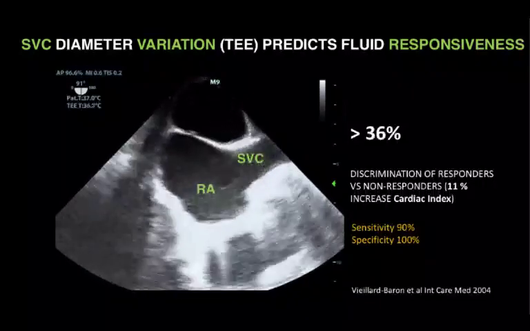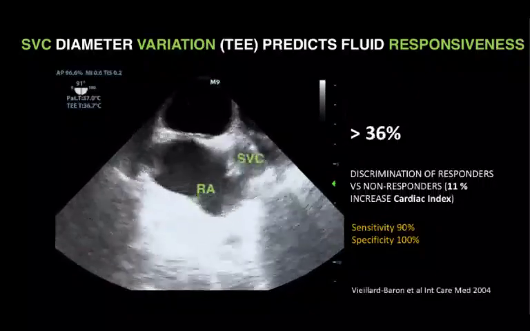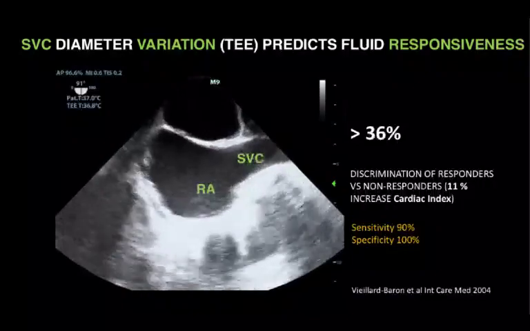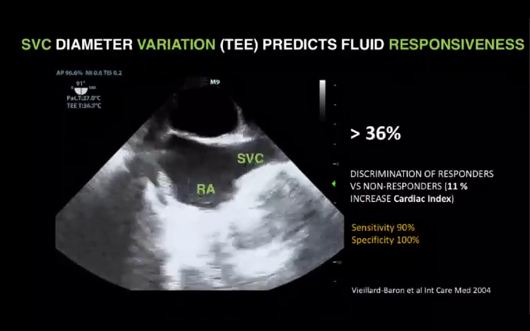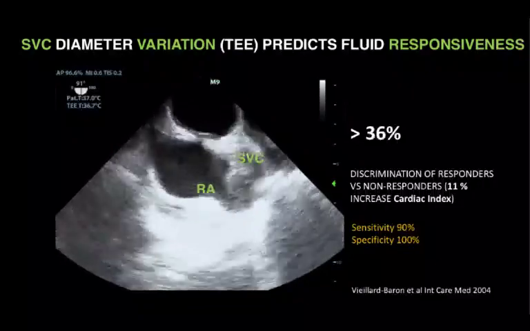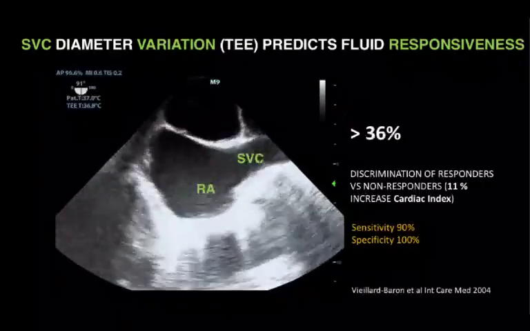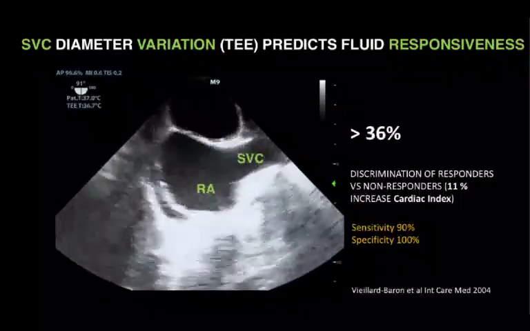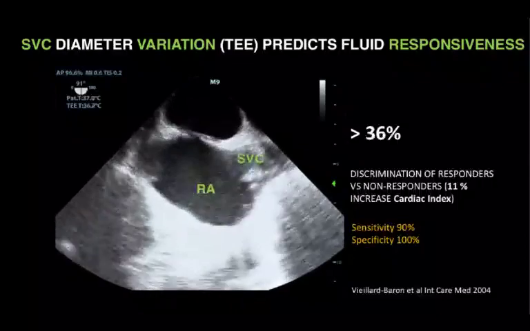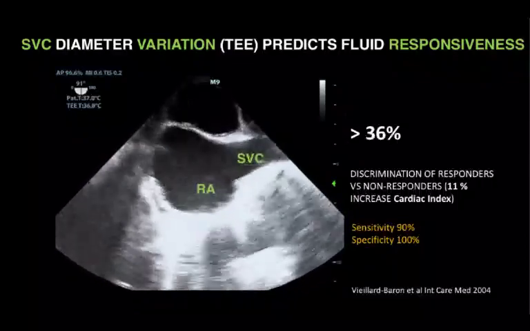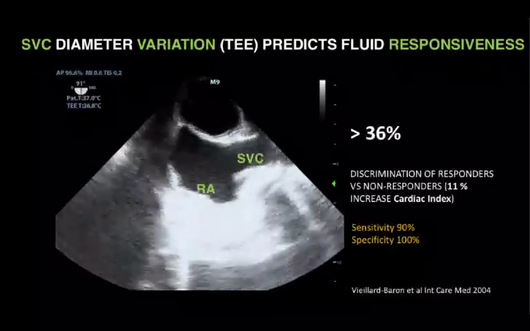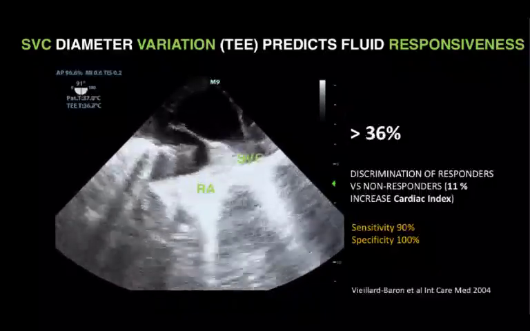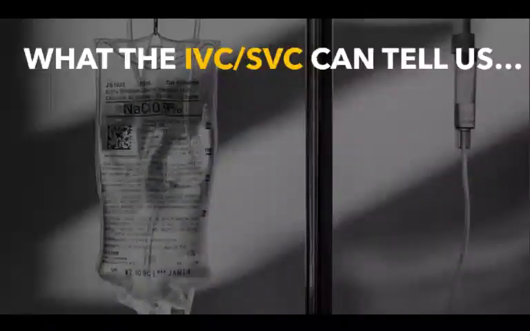We are fortunate both here and at Penn to have transesophageal echo. So in a mechanically ventilated, intubated patient, you can use the SVC as a factor to assess fluid responsiveness. This has been validated in the ICU setting. Vieillard-Baron in Paris demonstrated that a variation of over 36% separated responders and non-responders as the best cutoff. You can do that either with M-mode or simply 2D with a bicaval view using TEE, and I'm sure we'll cover that in other lectures.